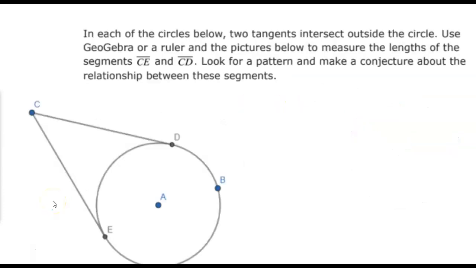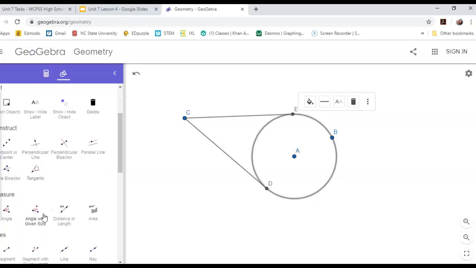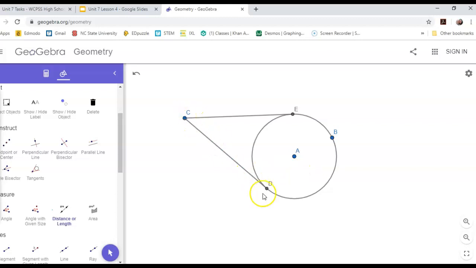In each of the circles below, two tangents intersect outside the circle. Use GeoGebra or a ruler and the pictures below to measure the lengths of the segments CE and CD. Look for a pattern and make a conjecture about the relationship between these segments. So the directions told us to investigate the measures of these tangent segments. Remember, we were told that CE is tangent to the circle A and CD is tangent to the circle A.